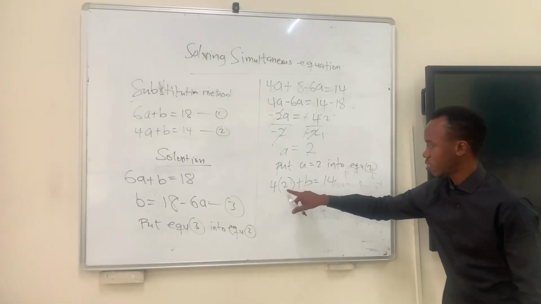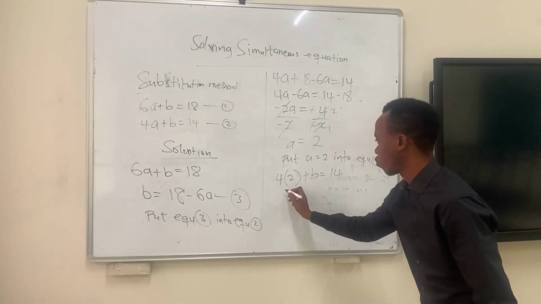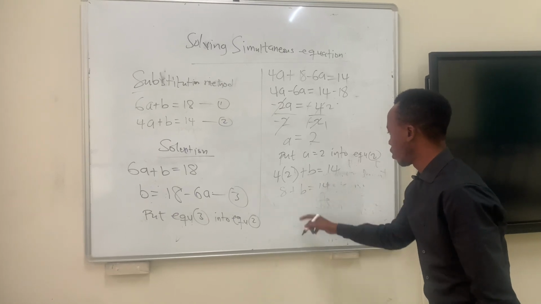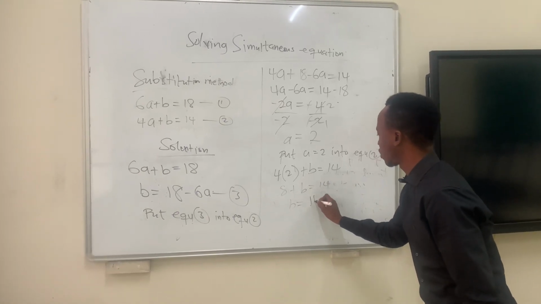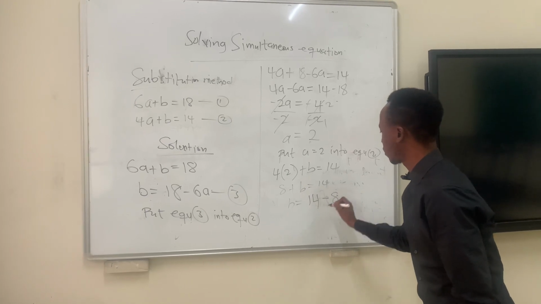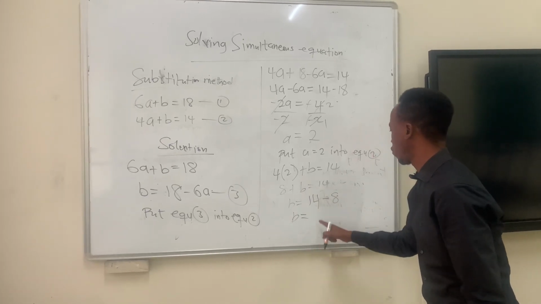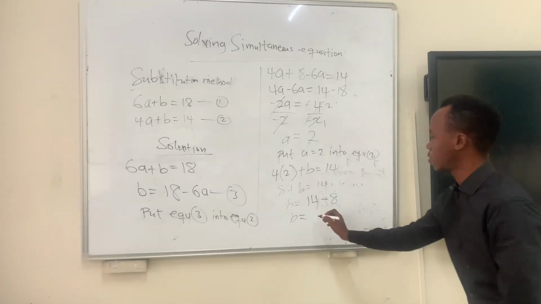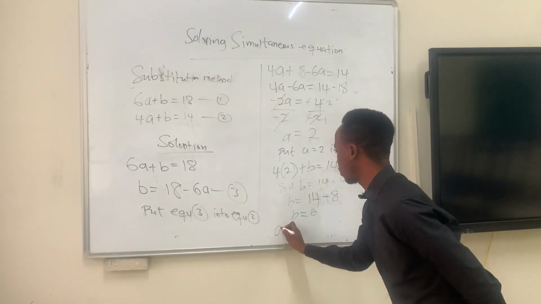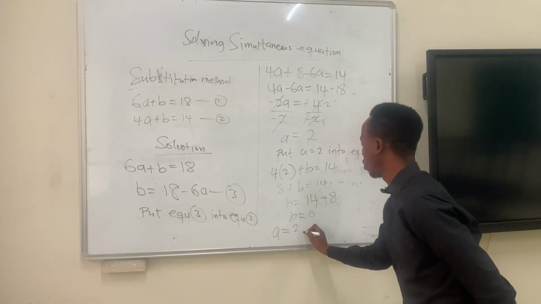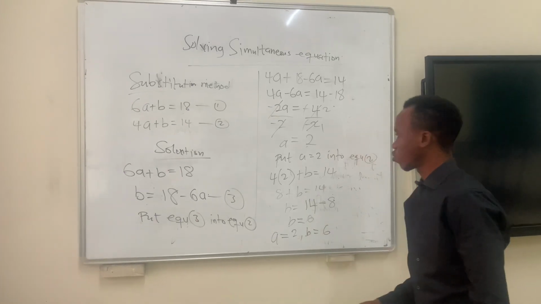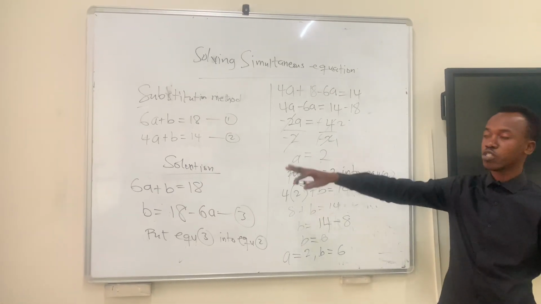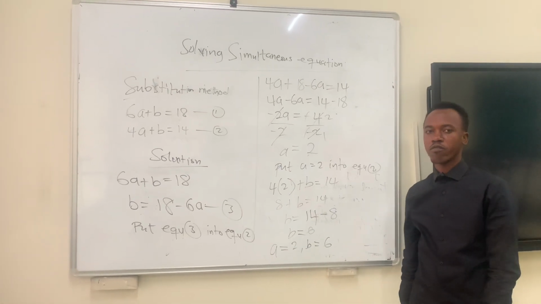Now this is multiplying, so 4 times 2 will give us 8, plus b should be equal to 14. How do you find b? b is just equal to 14 minus 8, which gives us 6. So our a is 2 and our b is 6. This is how we find the values of a and b, or solve this simultaneous equation, using the substitution method.